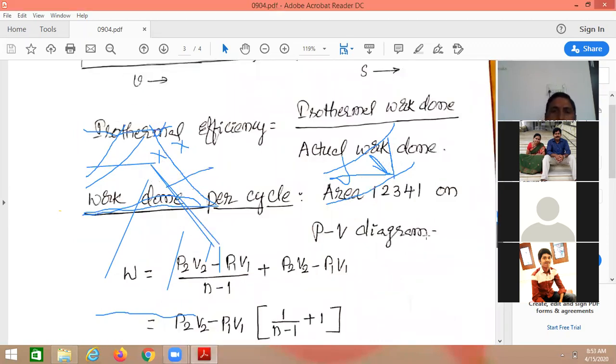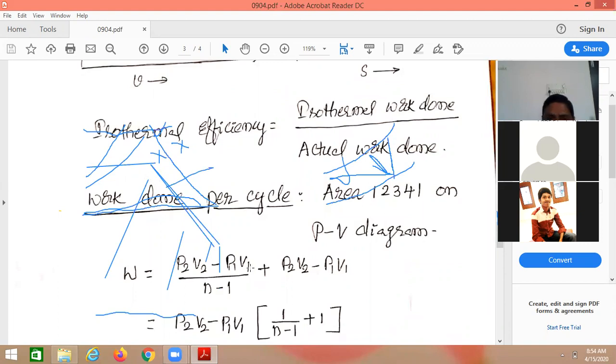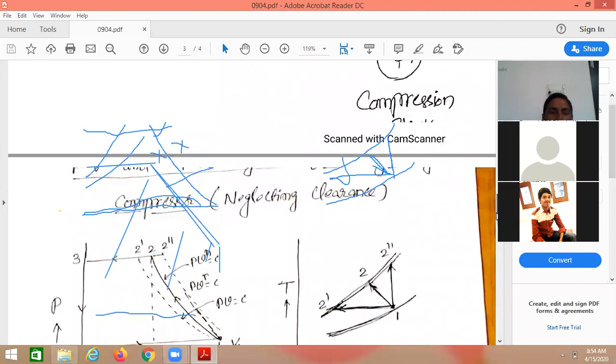Just see, the same thing I have drawn here. So the work done per cycle is equal to the area occupied within the 1, 2, 3, 4, 1 cycle on the PV diagram. Under the polytropic process, what is the work done? From the integral PdV relation from thermodynamics, if you recollect, the work done by the polytropic process is (P2 V2 minus P1 V1) by (n minus 1), and this is the area connecting between 2 and 3 in this cycle.